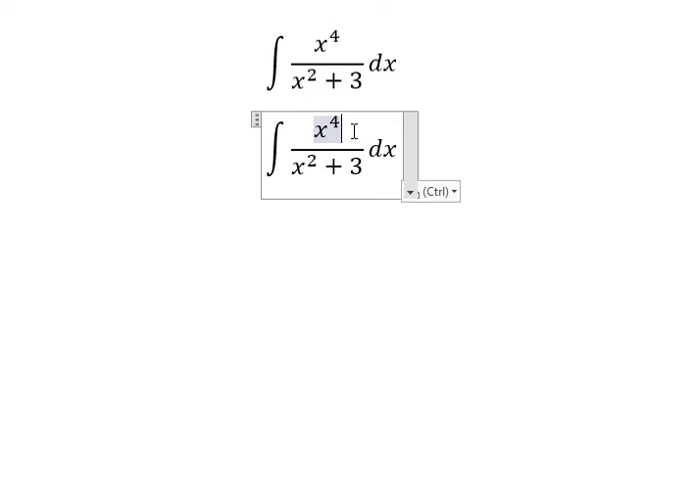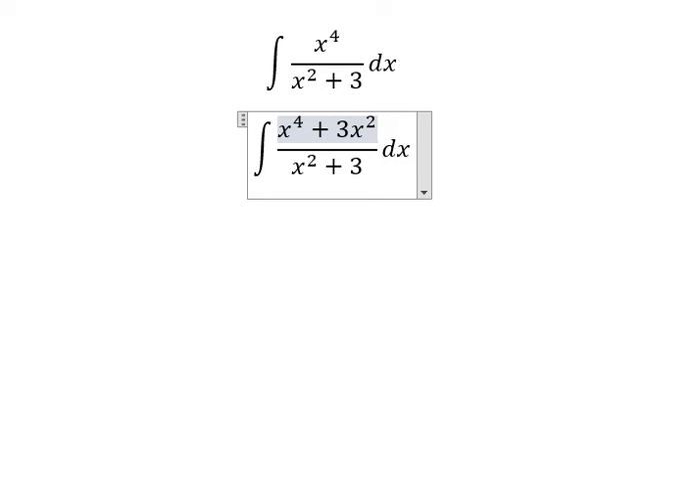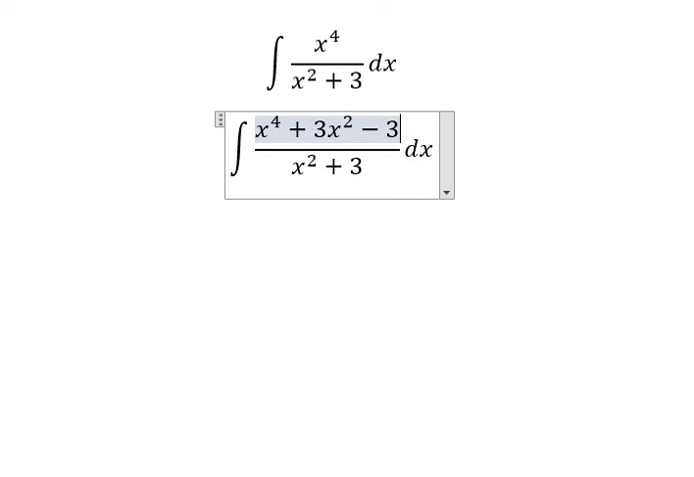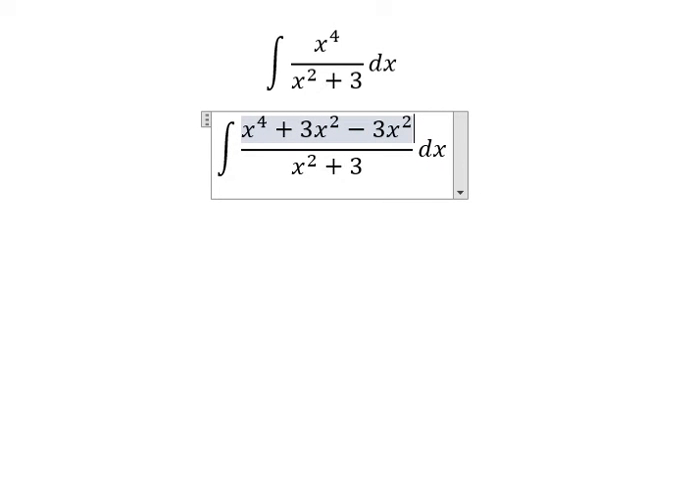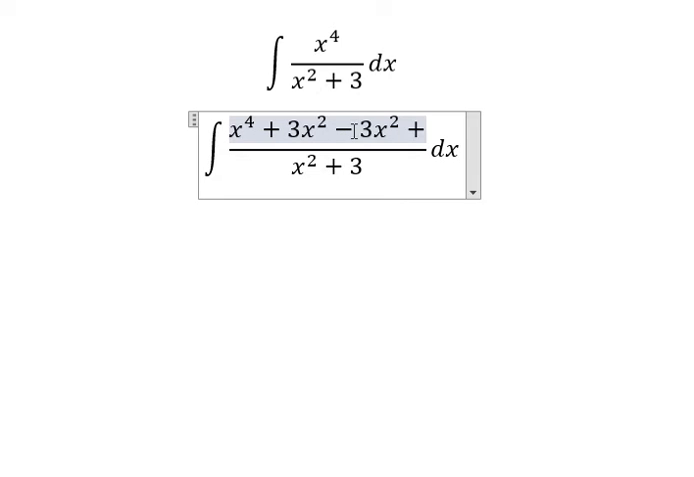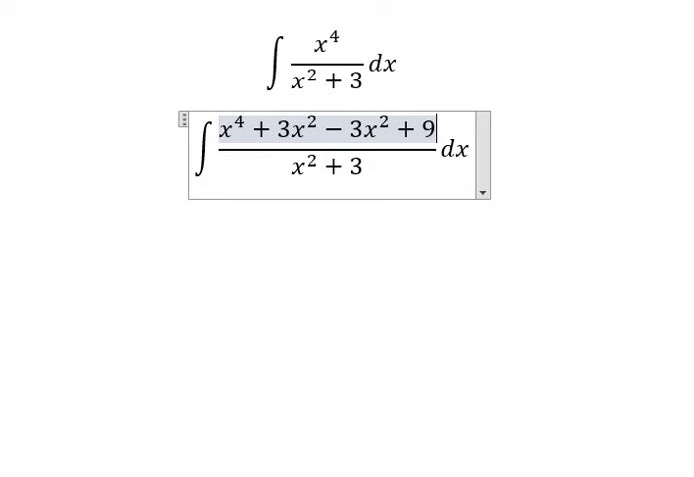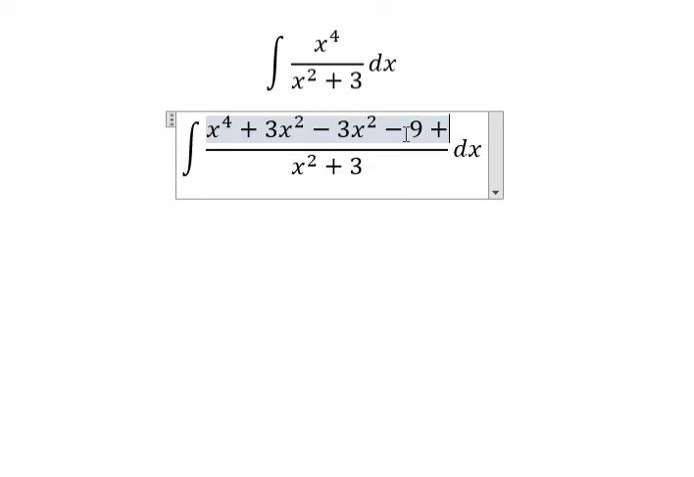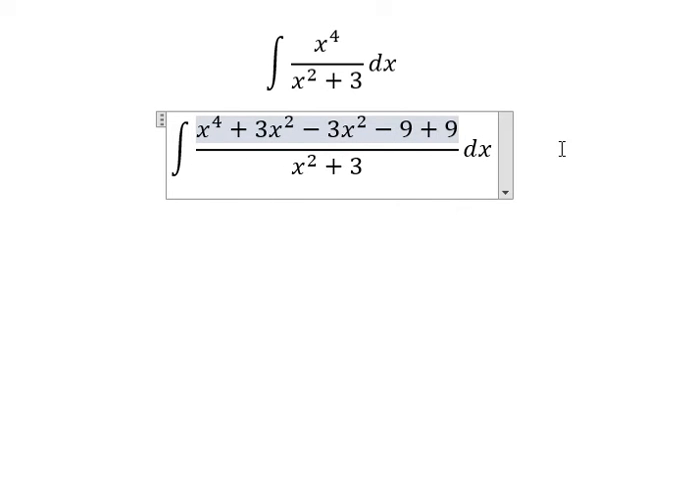We need to add 3x squared. That means we need to subtract negative 3x squared. Then we need to add 9, or negative 9. Later we need to add back positive 9.